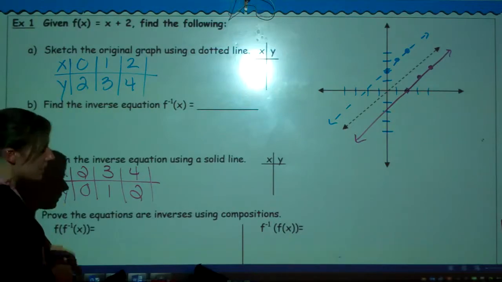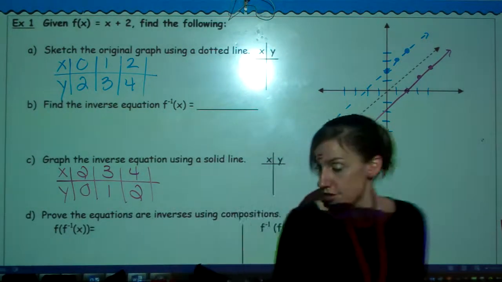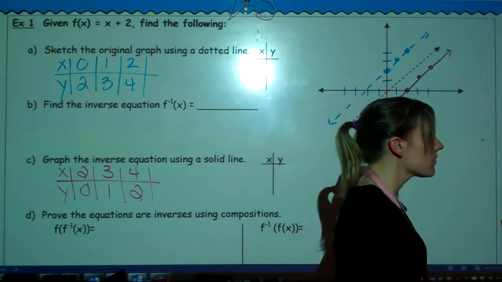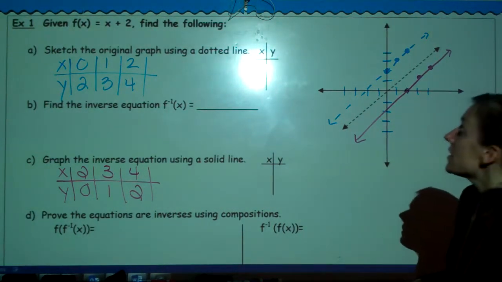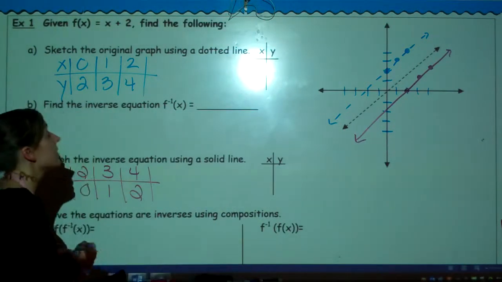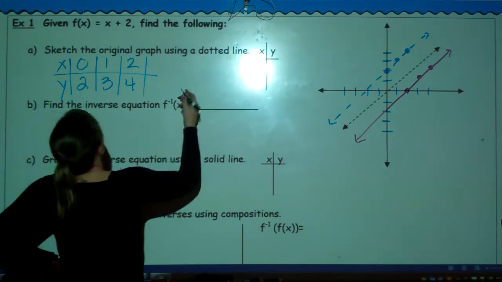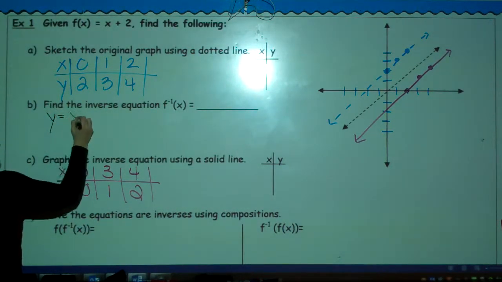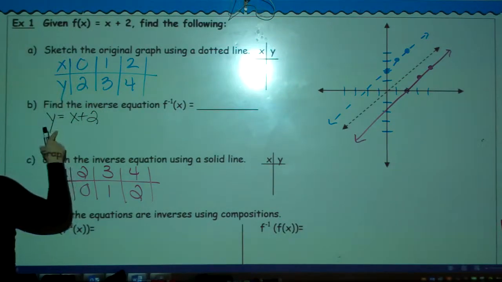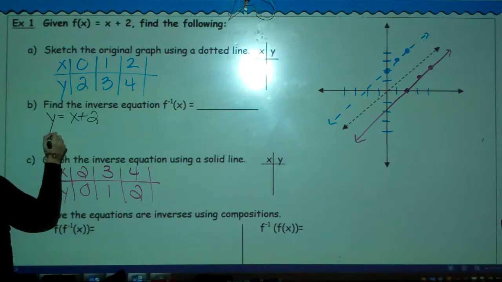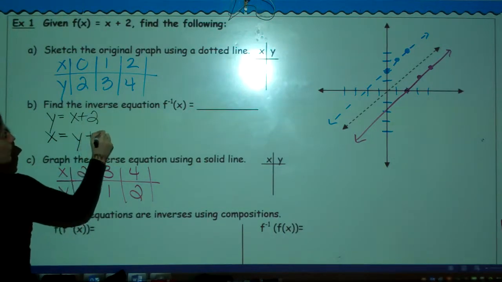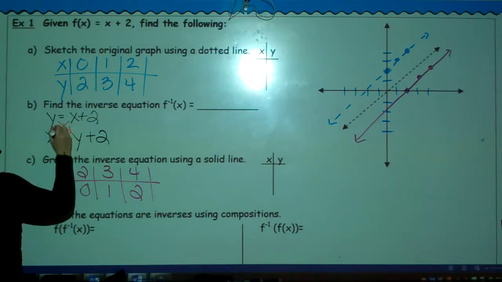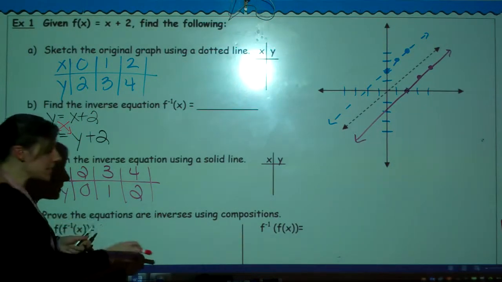So then it says find the inverse equation. Well, to find the inverse equation, the long way is to take y equals x plus 2, so I just rewrote it with a y, switch these two, so that means x equals y plus 2. So all we did was we switched these two, and then you resolve for y.